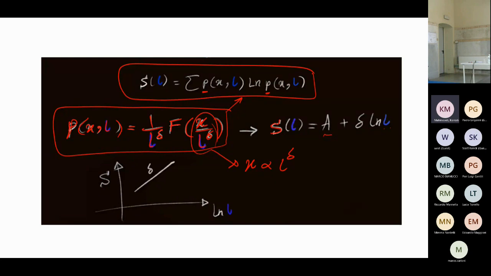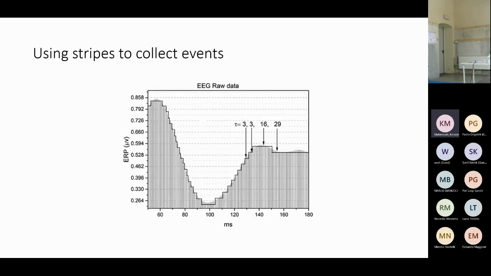So then there's a scaling, and we are interested in this delta. If you plug this into the definition of entropy, you easily find that S(L) is a constant A plus delta, the parameter we are looking for, times the logarithm of window size L. That means if we plot entropy versus the logarithm of window size, there will be a linear section, and the slope of that linear part will give us the scaling of the process. So it's a very easy tool to measure complexity.